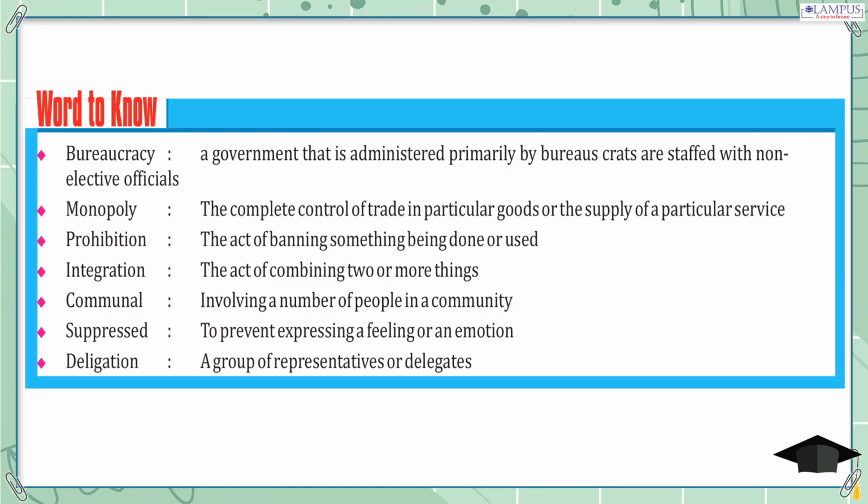Words to know: Bureaucracy. A government that is administered primarily by bureaucrats or staffed with non-elective officials. Monopoly. The complete control of trade in particular goods or the supply of a particular service. Prohibition. The act of banning something being done or used. Integration. The act of combining two or more things. Communal. Involving a number of people in a community. Suppressed. To prevent expressing a feeling or an emotion. Delegation. A group of representatives or delegates.